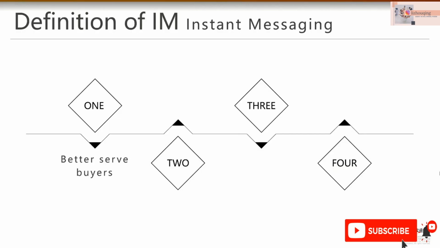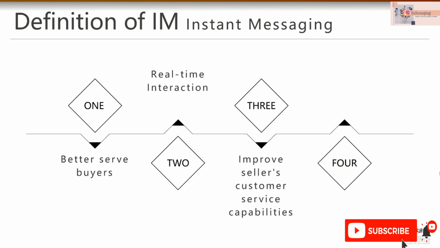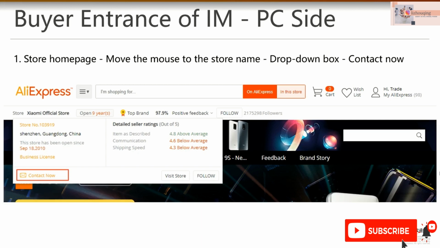In order to better serve buyers, realize the instant link and interaction between buyers, sellers, and Aliexpress, improve the service ability of the seller's customer service, and enhance the buyer's shopping experience, Aliexpress created the instant messaging function between buyers and sellers, referred to as IM. So, for buyers, how do they initiate an IM conversation with us? There are 3 ways on PC side and 3 ways on app side.